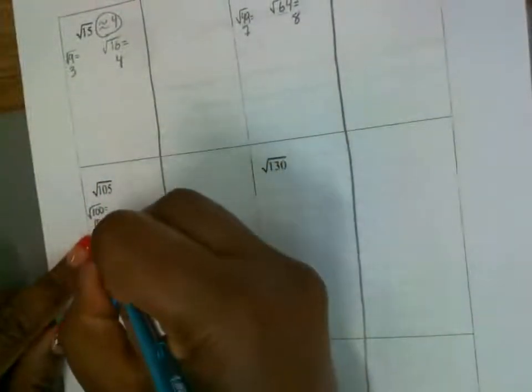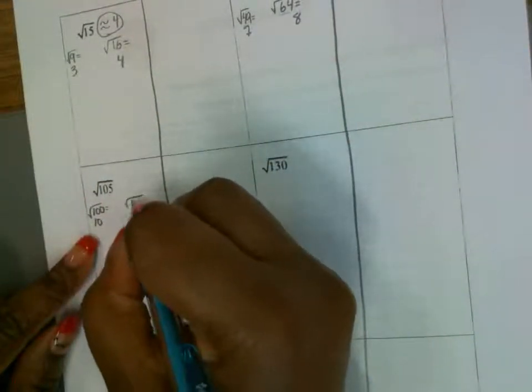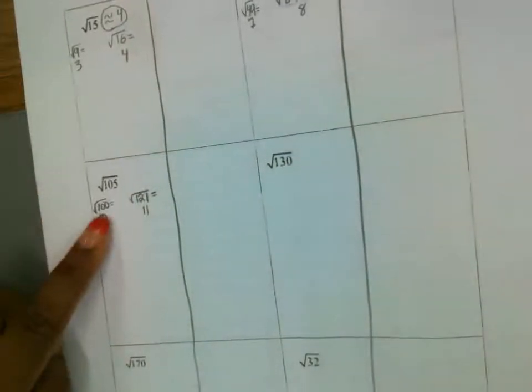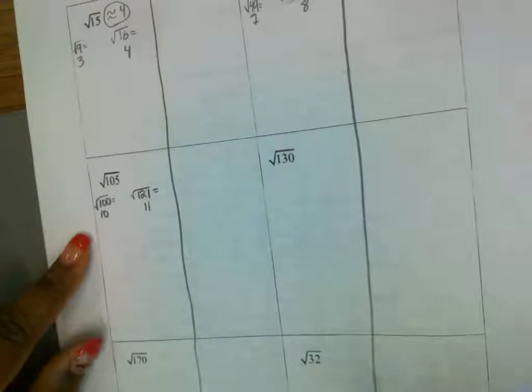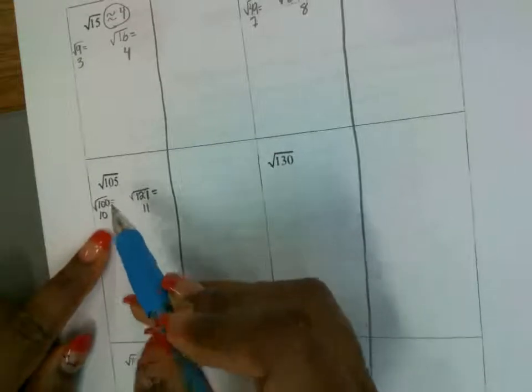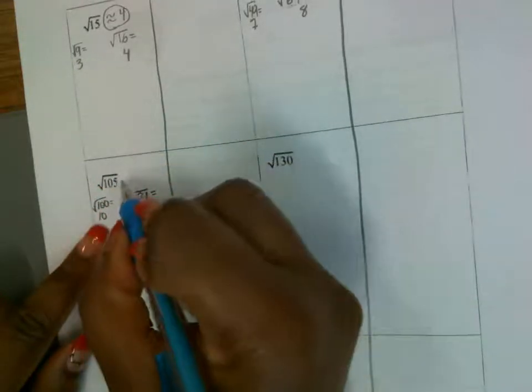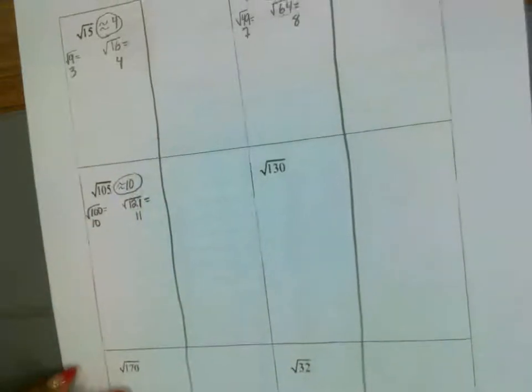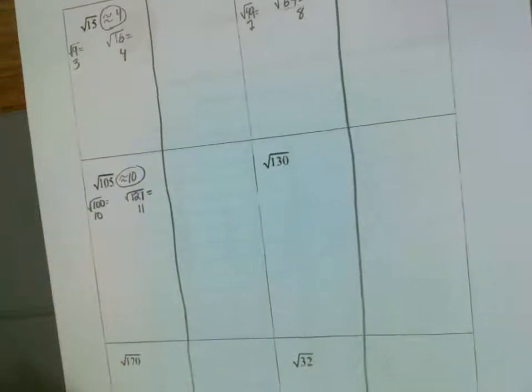So we're going to put the square root of 100, which is equal to 10, and the square root of 121, which is equal to 11. Now, is 105 closer to 100 or is it closer to 121? Definitely. Very good. So that means our answer is going to be about 10. Good job. Thank you. Very good. All right, see if you can do this one on your own.